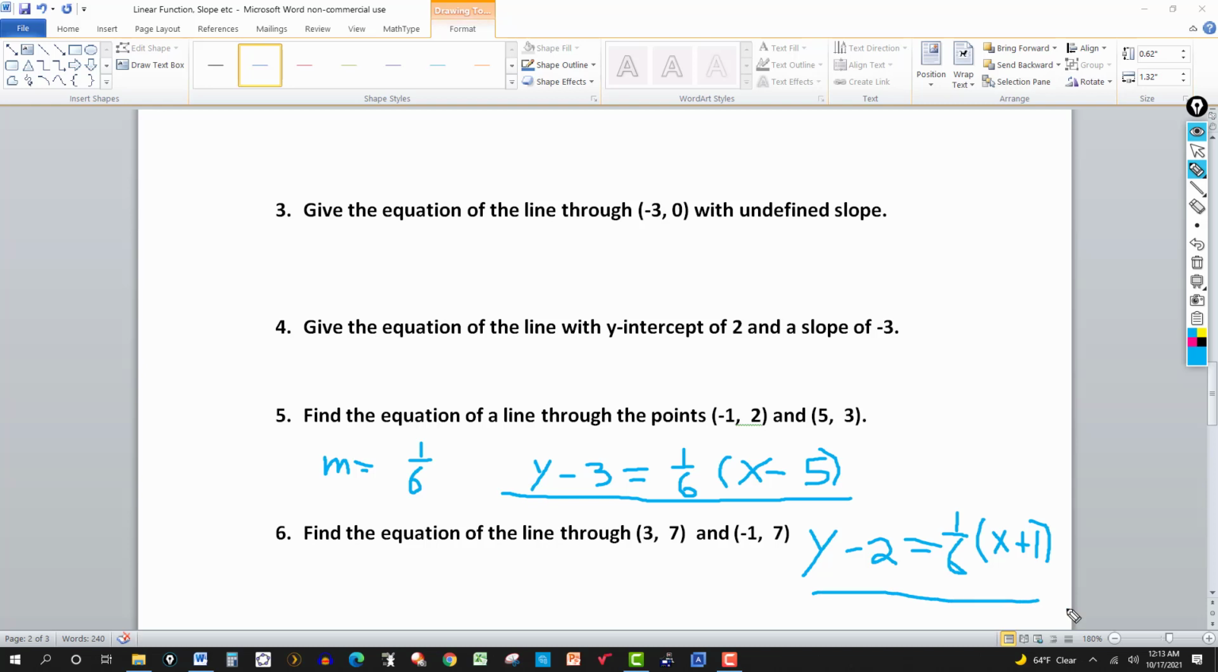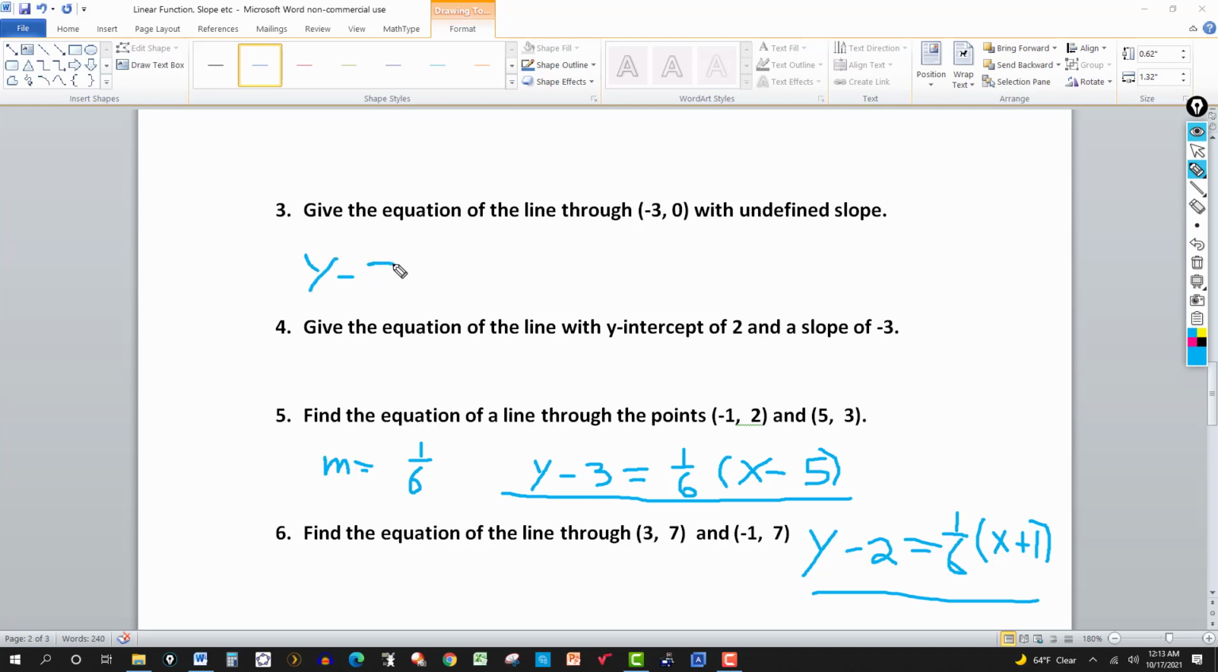And that's the same line. It doesn't look the same. The equation of that line looks different. You see y minus 3, and the other one has y minus 2. You see the 1/6, that stays the same. The first one has x minus 5, the second one has x plus 1. But just to show you that it's the same thing, let's write over here, I'm going to do it up here.